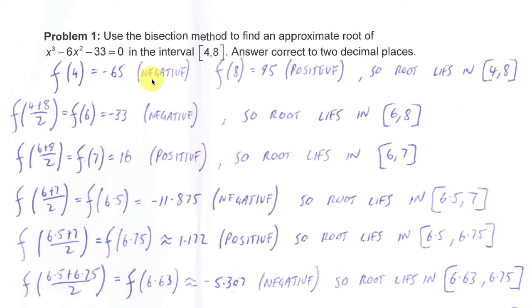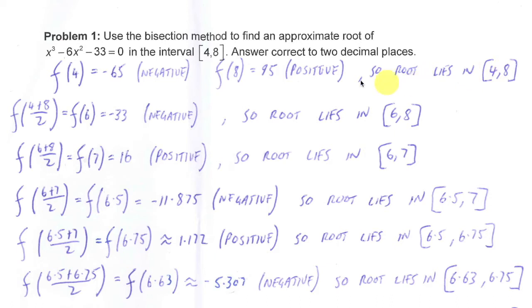And now what I can do is evaluate what f of 4 is and f of 8. F of 4 equals negative 65, which is a negative number, and f of 8 produces 95, which is a positive number. So because I've got a negative and a positive, then obviously somewhere between 4 and 8, the function cuts through the x-axis, and that will be the solution to this particular equation. So I know that the solution, or the root, lies in the interval 4 to 8.